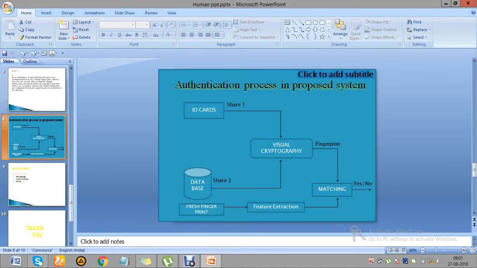This is the main diagram, the authentication based on the proposed system, showing how you authenticate this system. First I am creating Shared 1 and Shared 2. Shared 1 is stored in the ID card. The first key will be generated in the ID card and the second key will be stored in the database. Then both keys are encrypted, then both are stacked, and then the key is matched. If it matches, it is stacked; otherwise it doesn't stack.